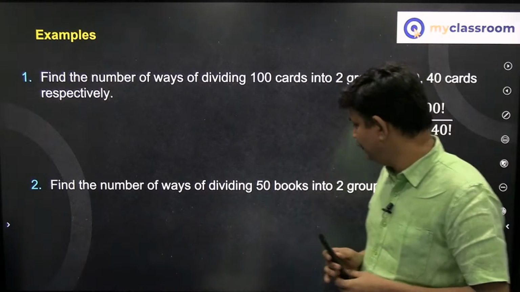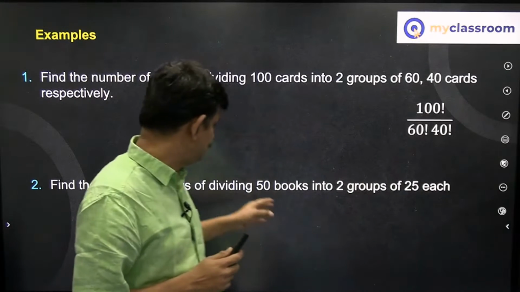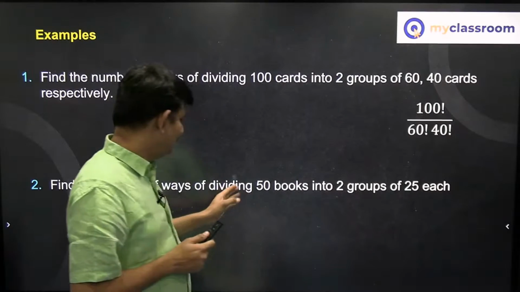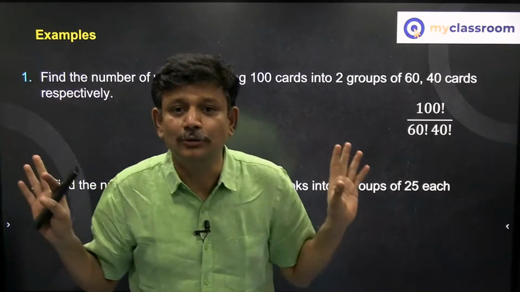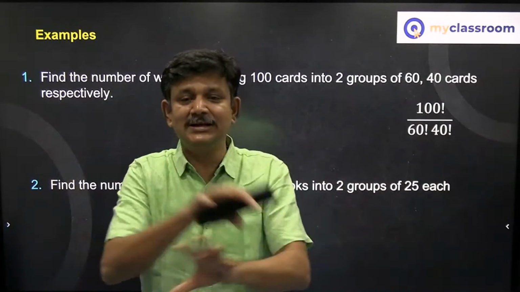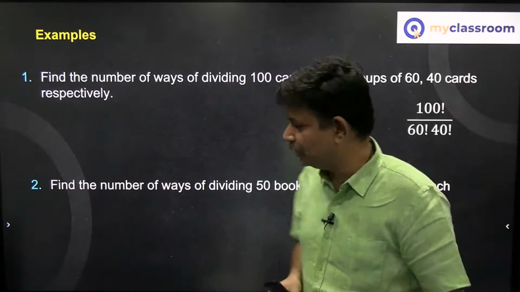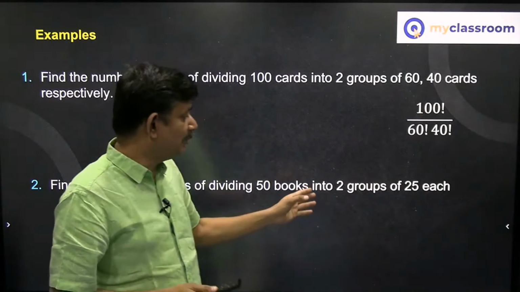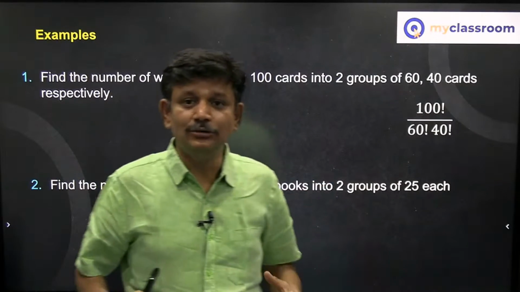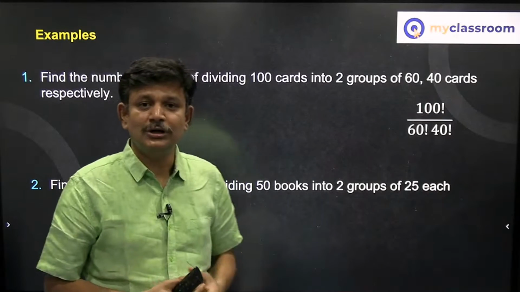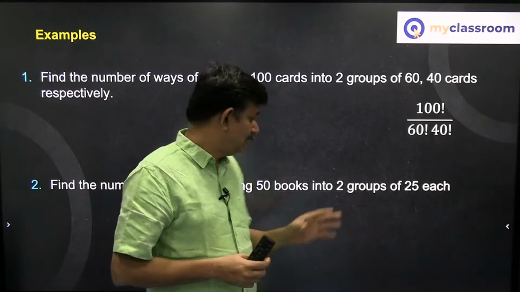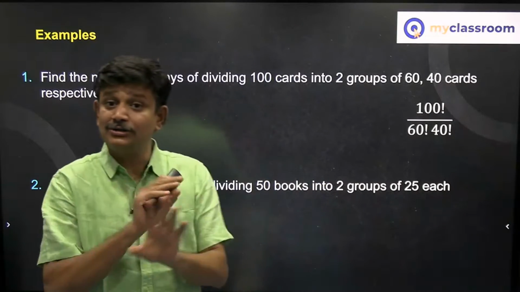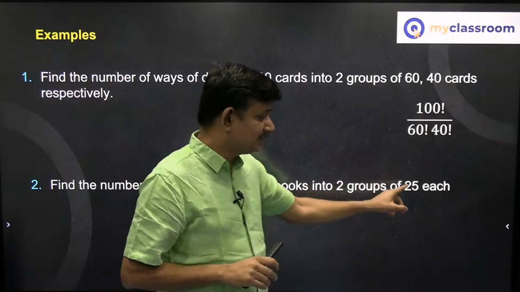Find the number of ways of dividing 50 books into 2 groups of 25 each. 50 books into 2 groups, simply 2 groups. There is no order. Unless and until it is mentioned, order is not important. So, had it been among 2 persons, order would have been important. Had it been to 2 different stores, order would have been important. But here, nothing of that sort is there. Simply you are dividing into 2 groups. So order is not important here, and sizes are equal.